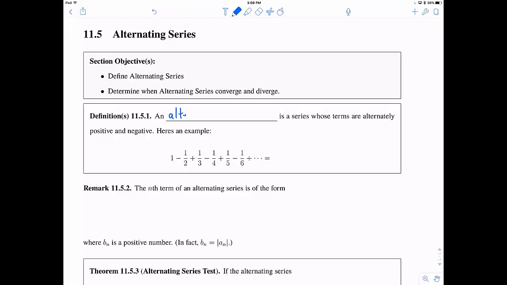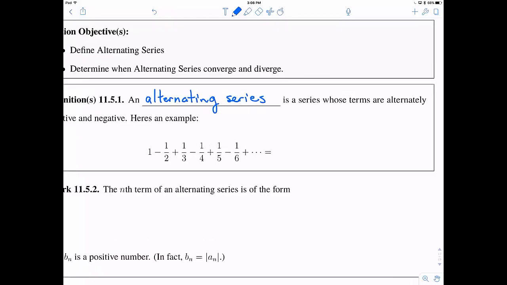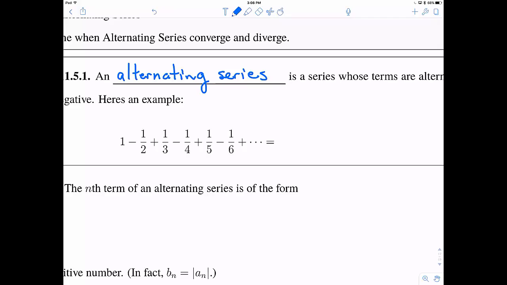So, like I mentioned, an alternating series is a series whose terms are alternately positive and negative. So here's an example. We have 1, negative 1/2, plus 1/3, negative 1/4, plus 1/5, negative 1/6, and it goes on forever and ever. So that's the same thing as the sum from n equals 1 to infinity of negative 1 raised to some power. So I'm going to put an n here, but the problem is if I plugged in 1 for n, I would have negative 1 to the first power. So the first term here would be negative 1, but I want it to be positive 1.